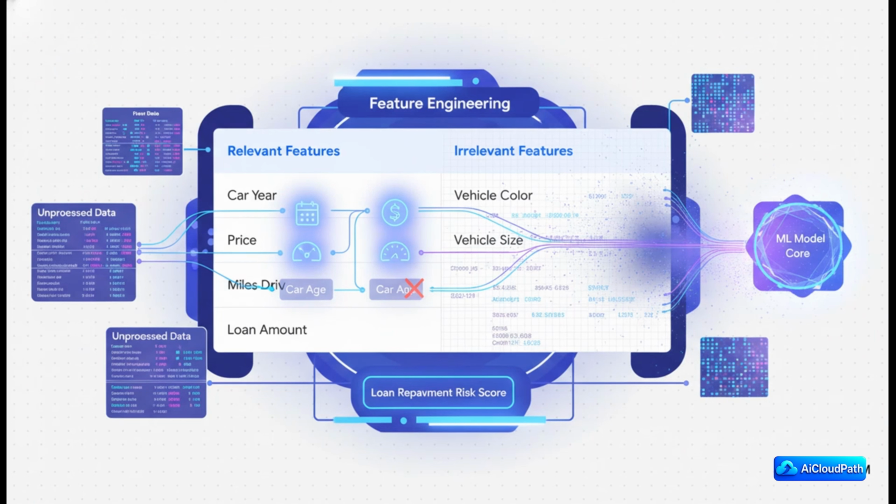And this is where it gets really intuitive, right? For an auto loan model, things like the car's year, its price, how many miles it's been driven, yeah, those are obviously relevant. But now, look at the other side. The car's color? Does a blue car make someone more or less likely to repay a loan? Probably not. That's noise. We'd want to get rid of that. Now, of course, you should always check with someone who knows the business before you just start throwing data away, but you get the idea.